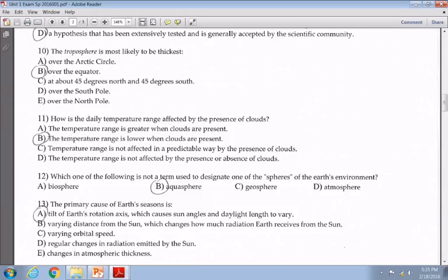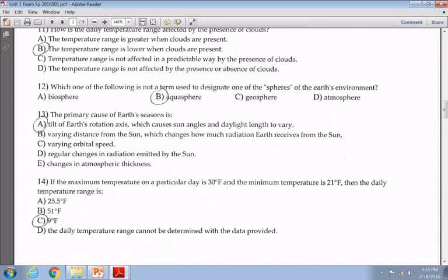If clouds are present, how does that affect your range? The best answer there is B, that your range will be smaller. 12, which are not one of the spheres we talked about. We talked about the hydrosphere, but B, aquasphere, is not a sphere that we talked about. Question 13, the reason Earth has seasons is because its axis of rotation is tilted. A is the best answer for that one.